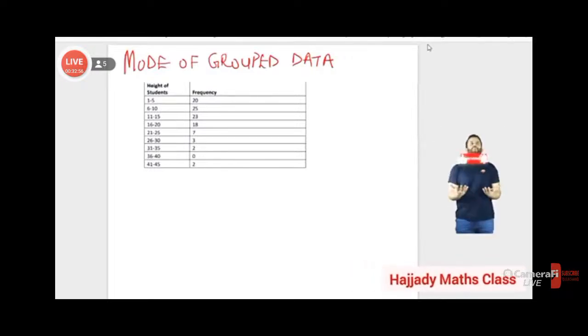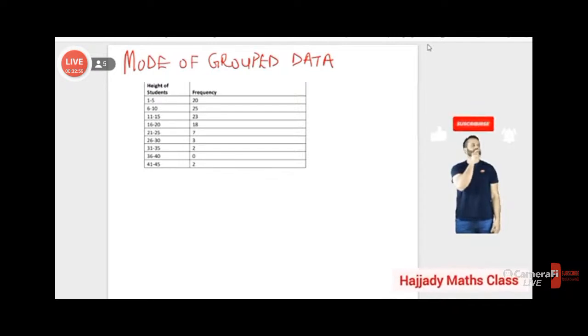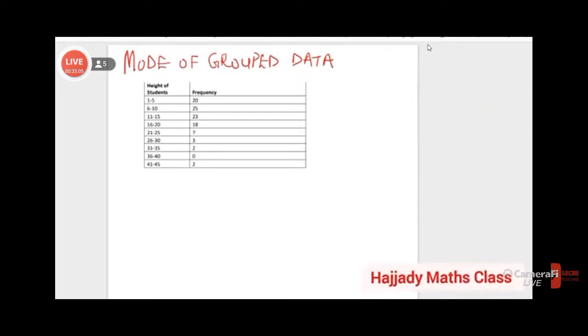Hello viewers, welcome to Ajadu Math class. Today we shall continue with our statistics for beginners. This is our 4th episode on this series. Today we are going to start with the mode of grouped data. In our previous videos we've been able to look at the mean and the median of grouped data.